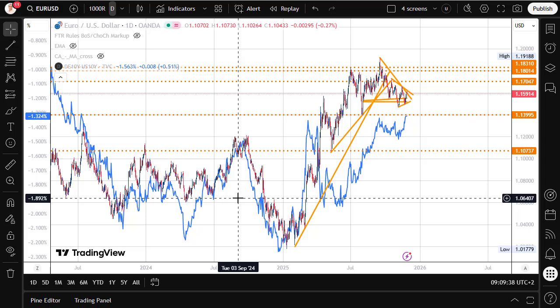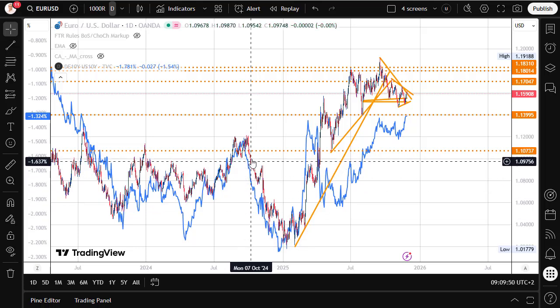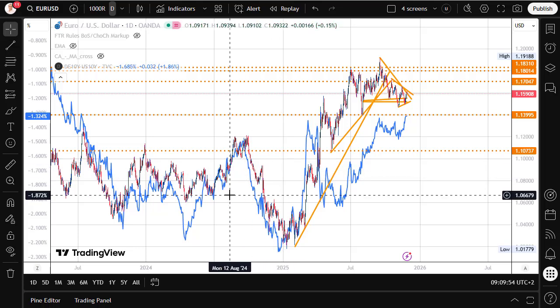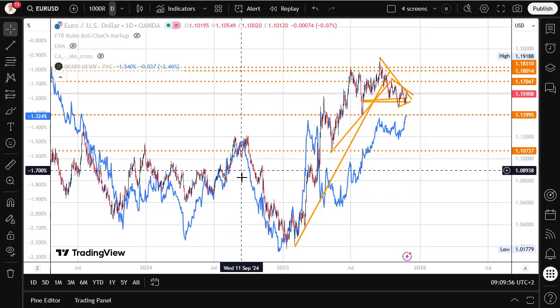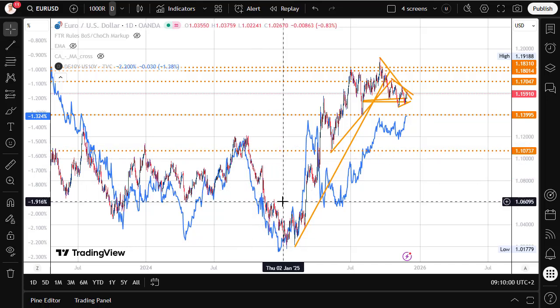But allow me to tell you something that is very important. It's the differential that is moving the currency, not the other way around. The differential is not moving lower because the euro is turning lower. No, the opposite happens. It's the differential that is moving lower, and then the euro follows.